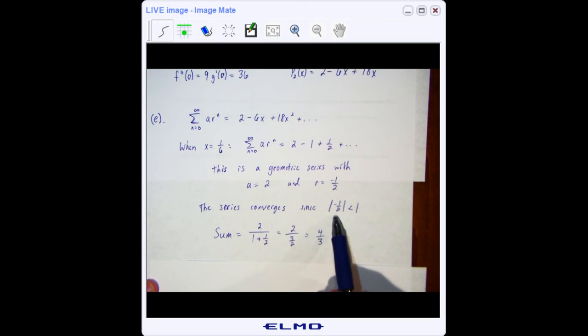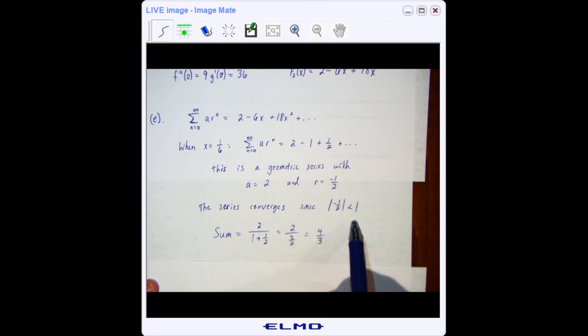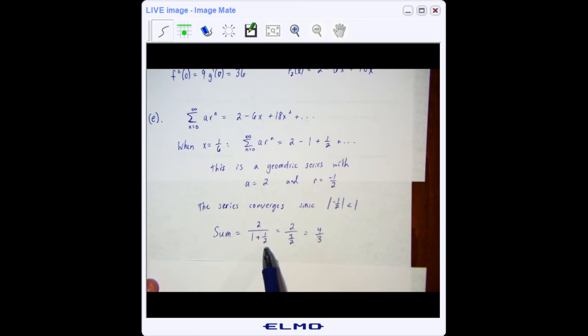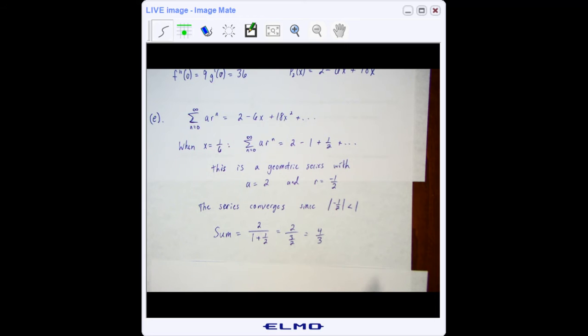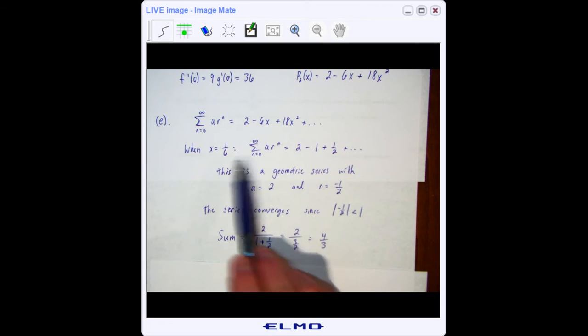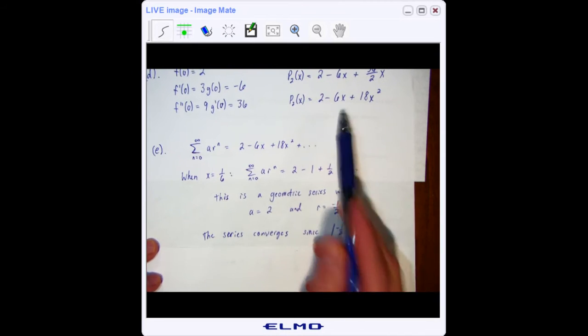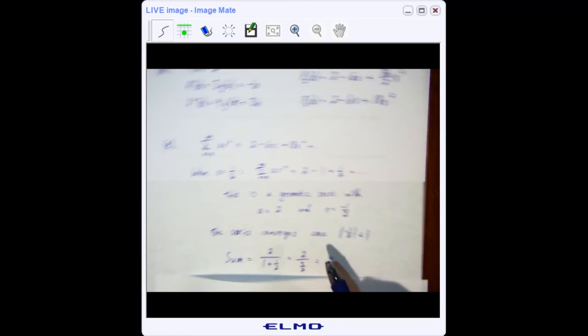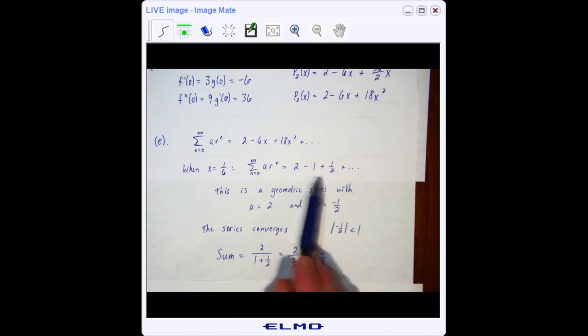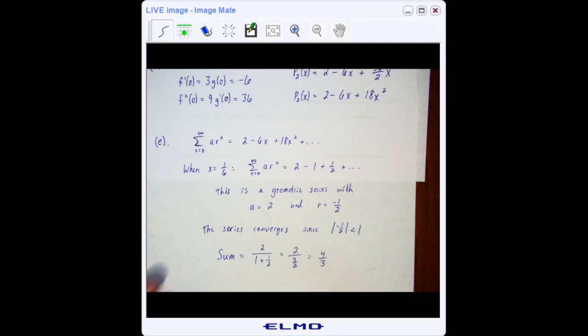And since the absolute value of r is less than 1, it converges, and then the sum is simply a over 1 minus r. So this is a case where I think it was helpful to plug in the 1/6 and write it out like this, not leave it in terms of your x's, which some of you tried to do. So write it out just as a geometric series with numbers, and then you can find the sum. So that was part E from question 1.